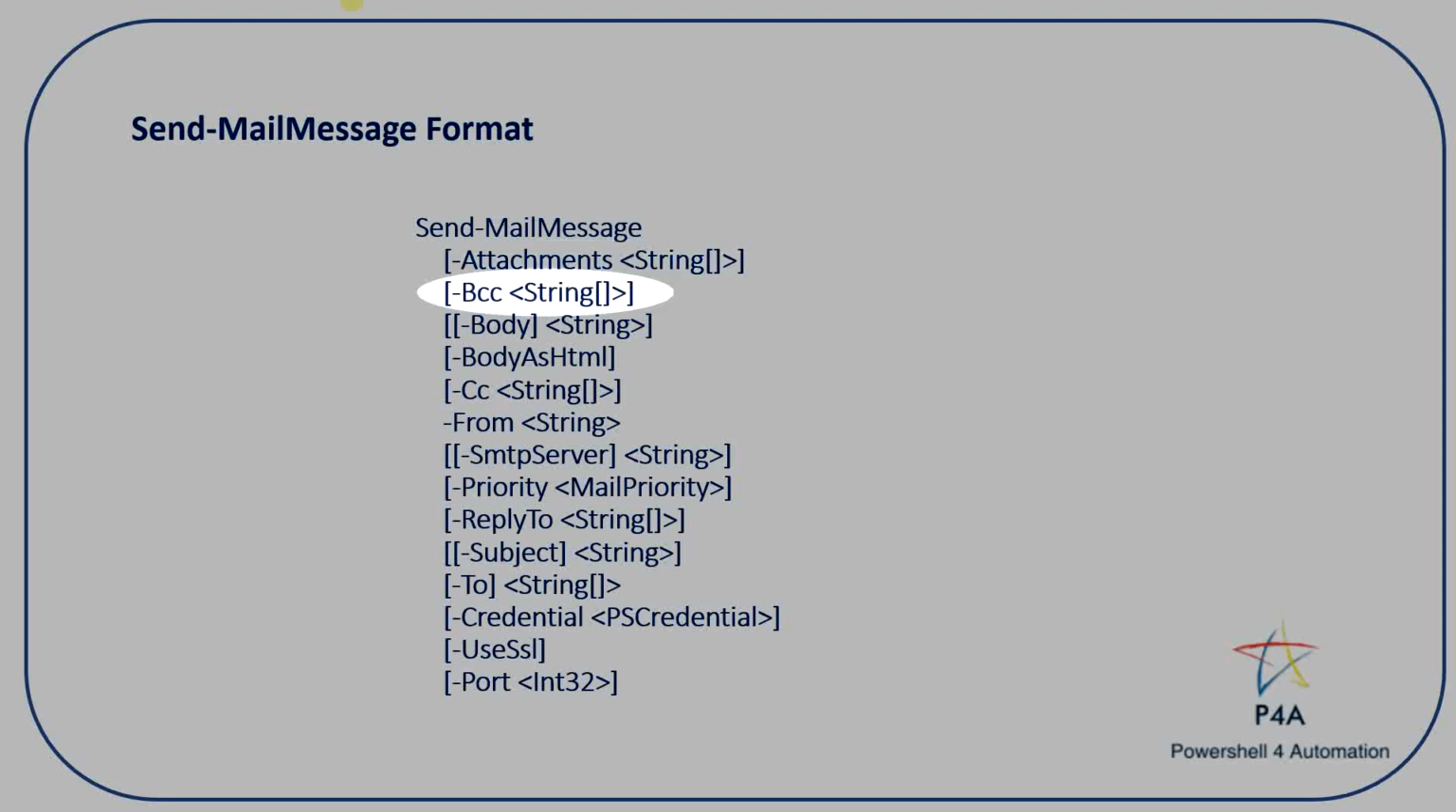Bcc is for when you want to keep someone in your email but nobody else should see that. Body is the critical part of a mail, right? This is where you embed your content inside your email. We will discuss more about the BodyAsHtml parameter when we discuss how to format your mail into HTML. If someone wants to be copied into your email, then you have to use the Cc parameter.